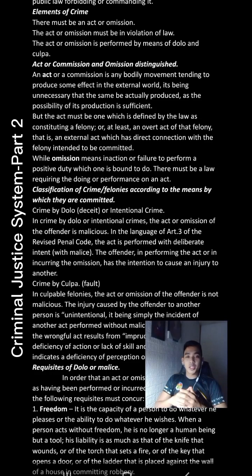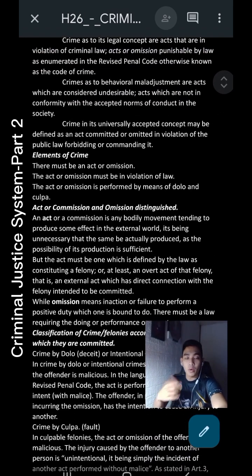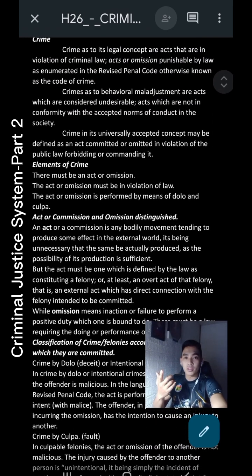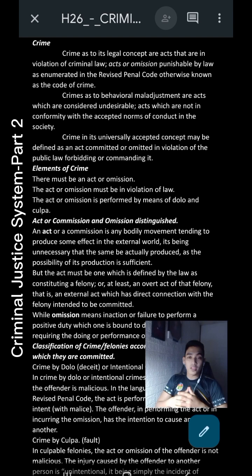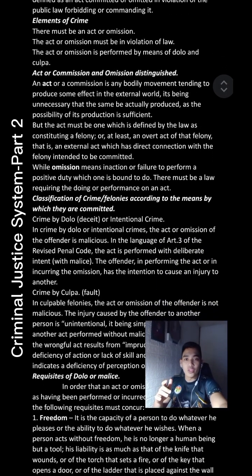This time, let us prepare for the NAPOLCOM PNP entrance examination. In this presentation, let us talk more about the criminal justice system. Recently, we talked about crimes. In our part 1, we talked about crimes and due process. This time, let us go with the elements of crime.